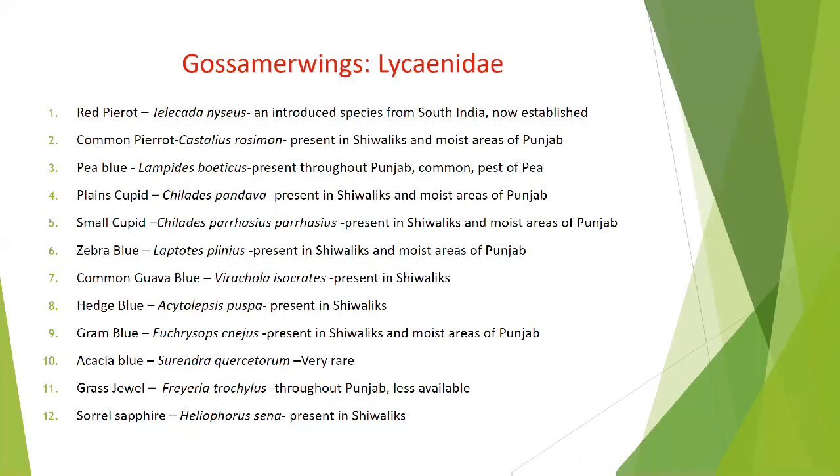Next. Gossamer wings, we come to Lycaenidae. There are 12 species in it. I will have more to say about red parrot. Grass jewel is less available in Punjab. Sorrel sapphire is available only in certain pockets of the Shivalik Hills. Zebra blue is available in moist areas in Punjab. And small cupid is also available in moist areas in Punjab. The rest are quite easily available, like pea blue, hedge blue.